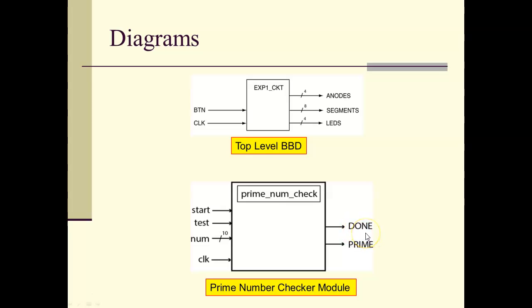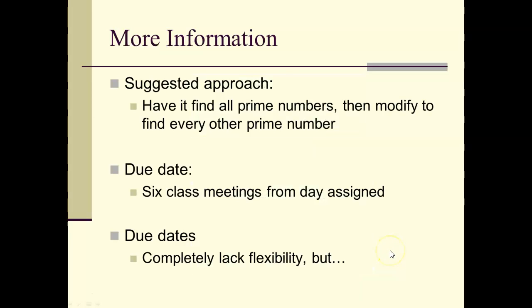So the issue here is when the done signal turns on, if the prime signal is on, then it's a prime number. If the done signal turns on, the prime number is off, then it's not a prime number, and you can use that in your state machine. So my suggested approach is to have it find all the prime numbers, not skip every other one, and then modify your state diagram to skip every other prime number.